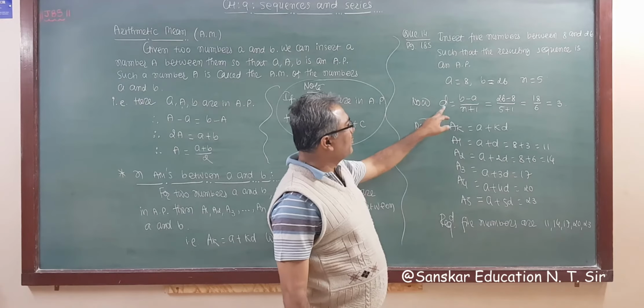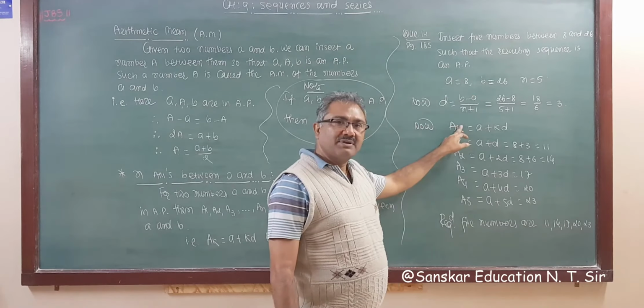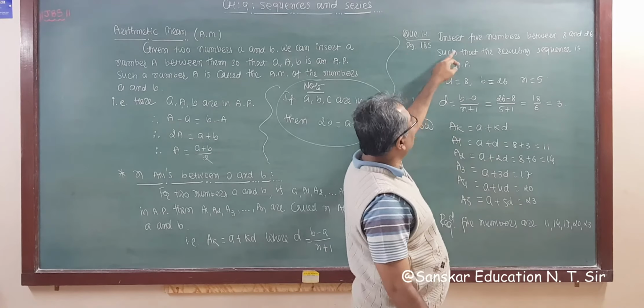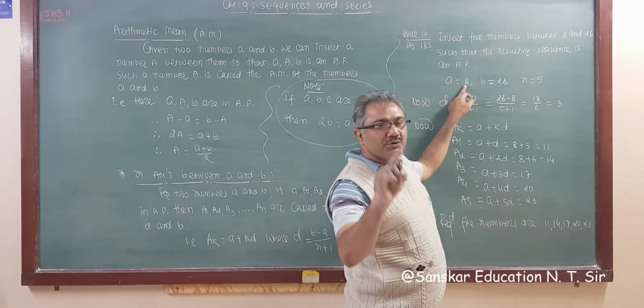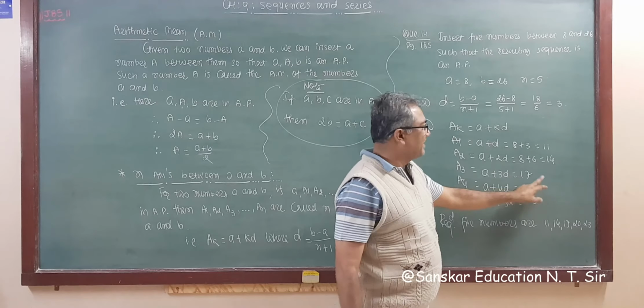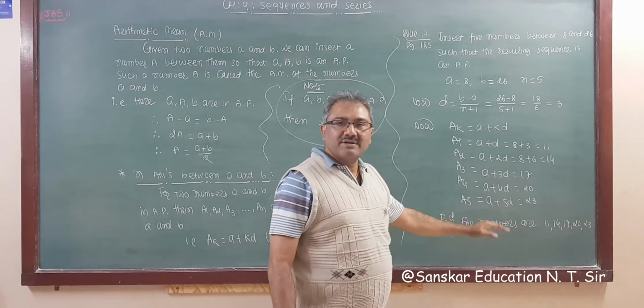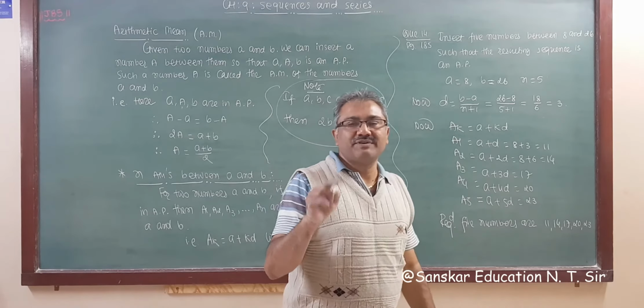First of all, you only have to find d using the formula (b minus a) upon (n plus 1). If you get 3, then add 3 to the first number 8. So 8 plus 3 is 11, 11 plus 3 is 14, 14 plus 3 is 17, 17 plus 3 is 20, 20 plus 3 is 23. So no need to write all this and don't waste your time.